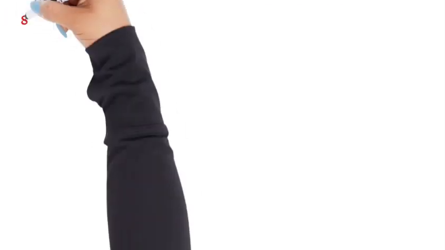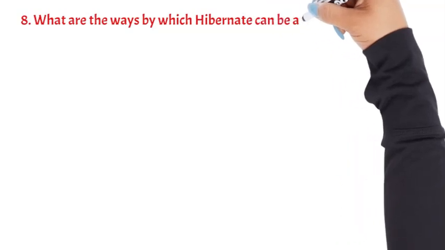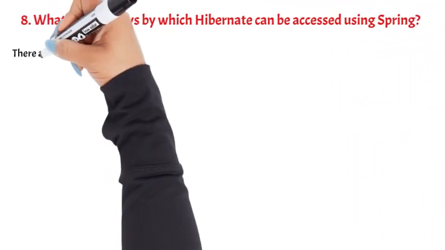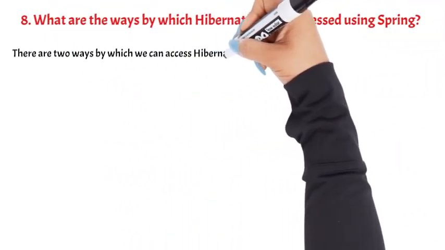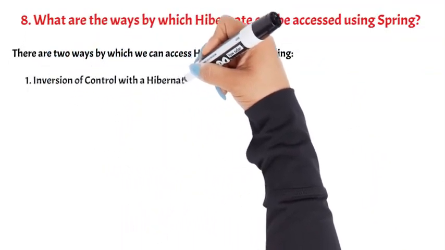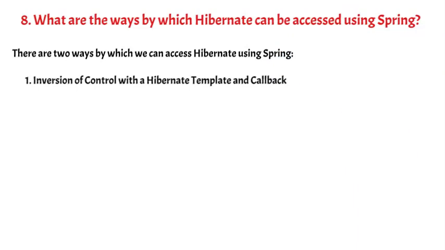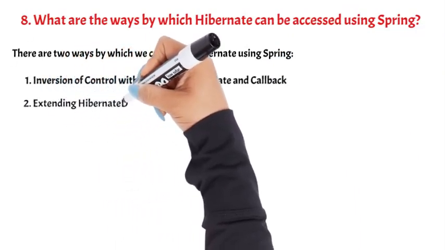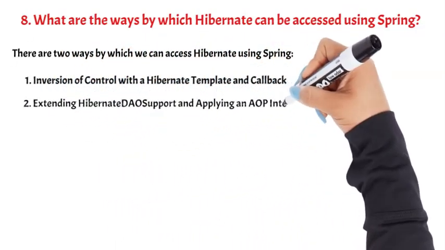8. What are the ways by which Hibernate can be accessed using Spring? There are two ways by which we can access Hibernate using Spring. 1. Inversion of control with a Hibernate template and callback. 2. Extending Hibernate DAO support and applying an AOP interceptor node.